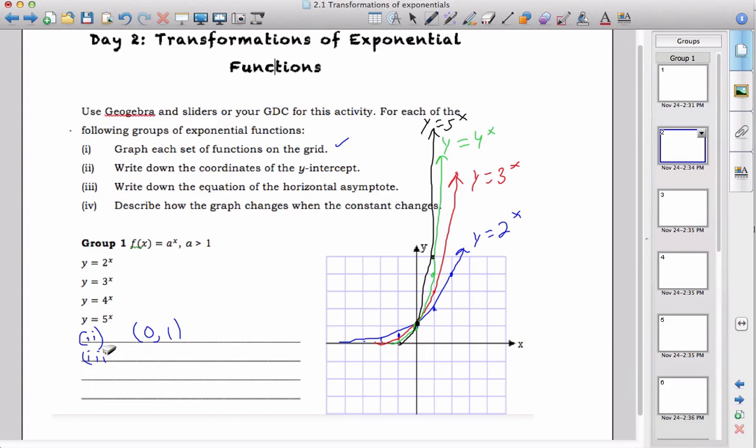Okay. Write down the equation of the horizontal asymptote. Well, if you go back to here in the second quadrant, the functions are approaching 0, but they never quite reach 0. So that is the asymptote. The asymptote is y equals 0, which is just the x-axis, right? So that is the asymptote right there.